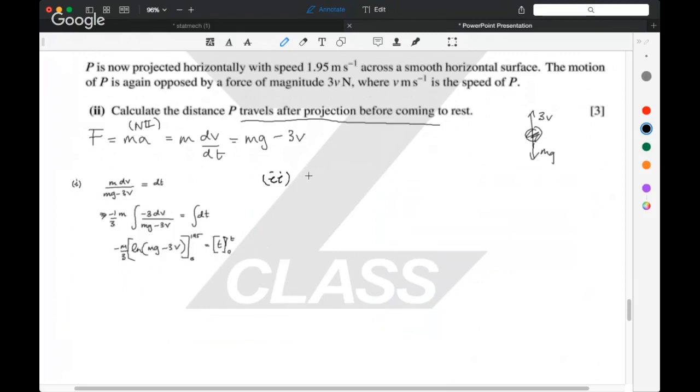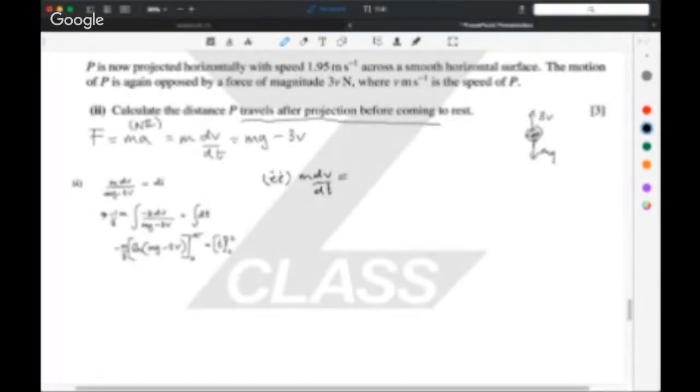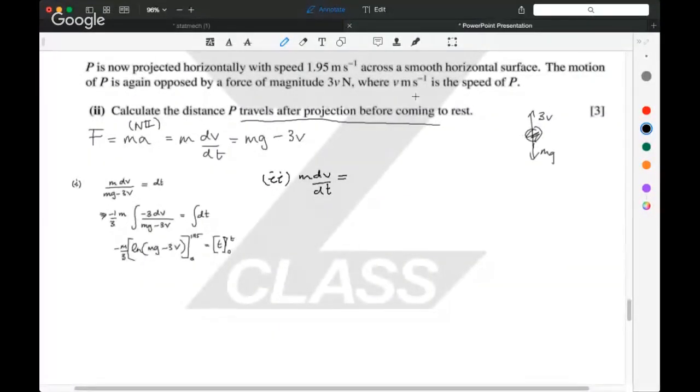So we're looking again at m dv/dt. But now, what forces are acting on P? We've just given it this push, and now there is some opposing force. It's a smooth horizontal surface, which means there's no friction from the ground, but there is some sort of friction, which is this V. So it must probably be air friction. So this again is ma, which must be equal to the force, and the force is minus 3V. Because velocity is in one direction and the force is acting in the opposite direction, it must be minus. So it's got this directionality, right?